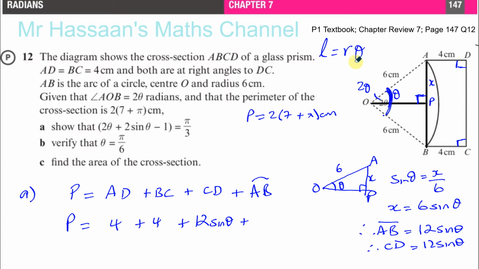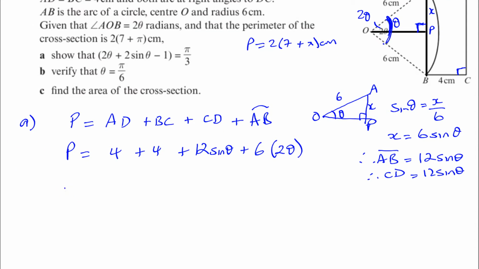Now, be very careful here, because this theta is a symbol representing whatever angle this is, and the angle in this particular case is 2 theta. So the theta must be replaced by 2 theta in this formula. So you're going to have r, which is 6, so 6 times 2 theta. That gives you 12 theta. So if we simplify this, you get 8 plus 12 times sine theta plus 12 times theta is the perimeter.